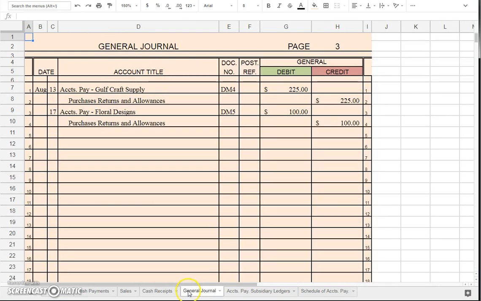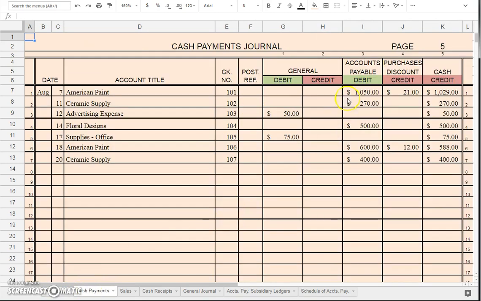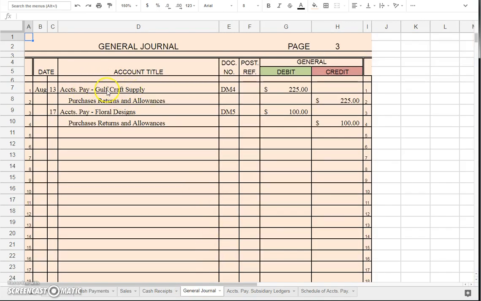And finally, the general journal: accounts payable, Golf Craft Supply, accounts payable, Floral Designs. Okay, so just by my quick little overview, we are going to use the purchases journal, the cash payments journal, and a couple of transactions on the general journal. All right, so let's begin.